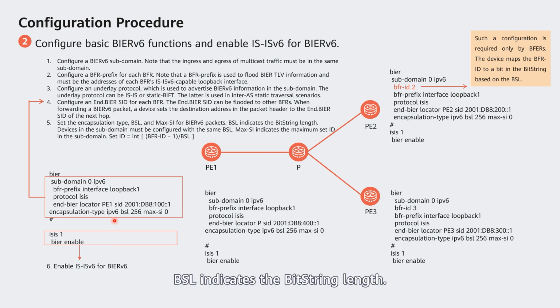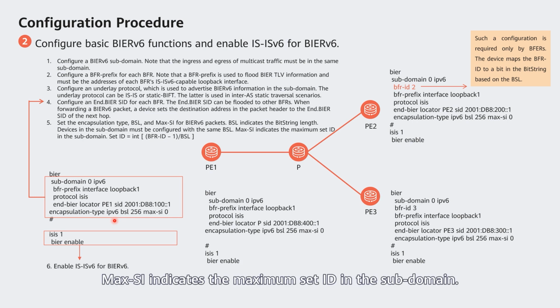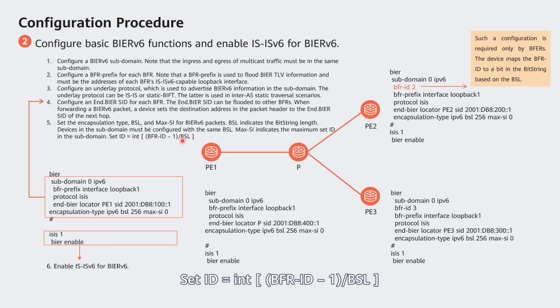BSL indicates the bitstring length. Devices in the subdomain must be configured with the same BSL. Max SI indicates the maximum set ID in the subdomain. Set ID is equal to the integer of BFR ID minus 1 divided by BSL.